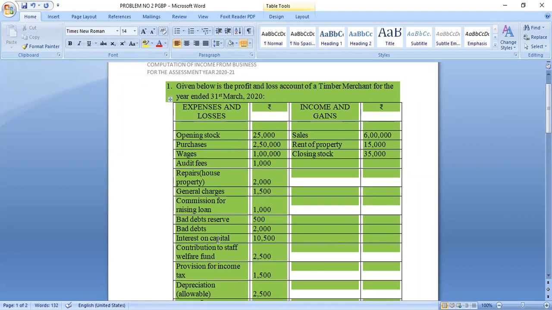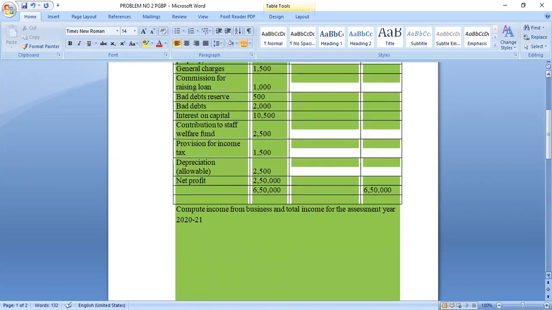We have taken interest on capital as disallowed. We have taken provision for income tax as disallowed. Income tax is a personal one. And this contribution to staff welfare fund is allowed because it is for the staff who are working for your business purpose, working in your firm. So any contribution made to staff welfare fund is considered as business expenses.